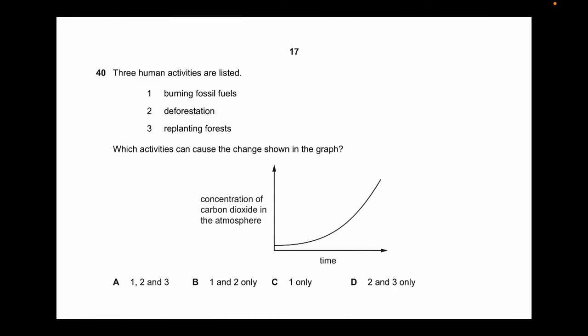Question number 40. Three human activities are listed: burning fossil fuels, deforestation, replanting forest. Which activities can cause the change shown in the graph? The concentration of carbon dioxide in the atmosphere increases. Now replanting of forest will decrease that. So deforestation and burning of fossil fuels, 1 and 3 are correct. So option B.